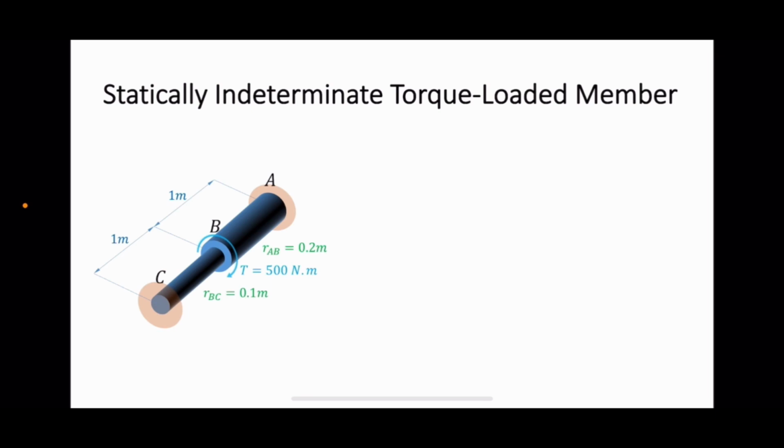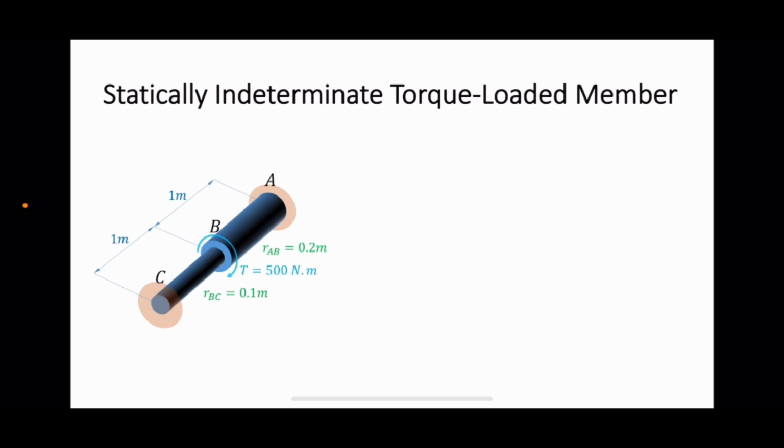Now we will discuss statically indeterminate torque-loaded members, the last topic of today's lectures. For that, let us look at the shaft on the screen, which is fixed at two ends. You can see that if a torque of 500 Newton meters is applied at B, we will not be able to find the support reactions TA and TC based on the equilibrium equations.